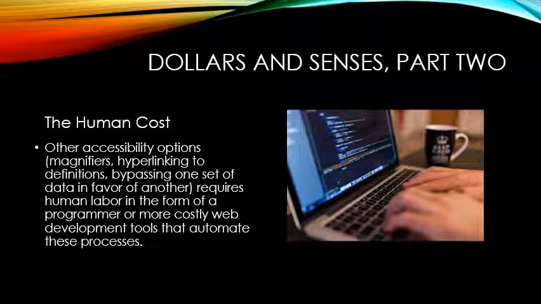Dollars and Senses, Part 2. The human cost. Other accessibility options, magnifiers, hyperlinking to definitions, bypassing one set of data in favor of another, require human labor in the form of a programmer or more costly web development tools that automate these processes.